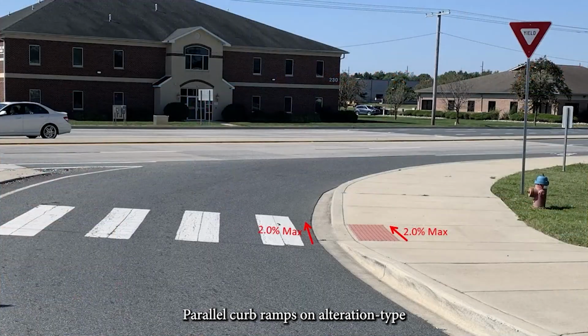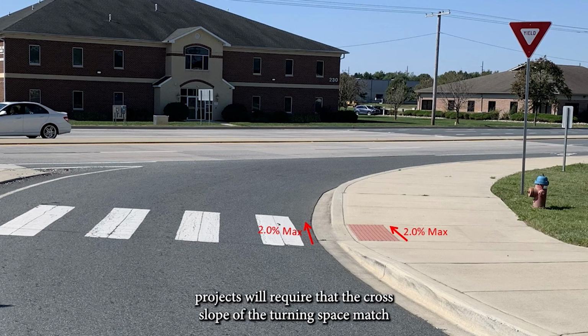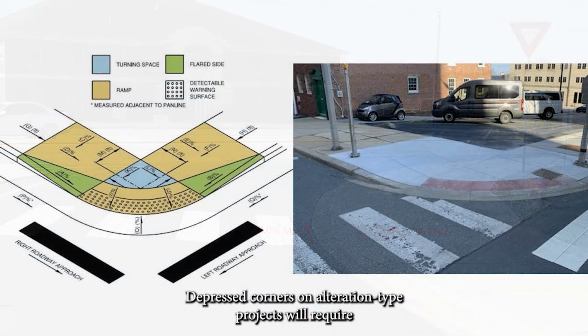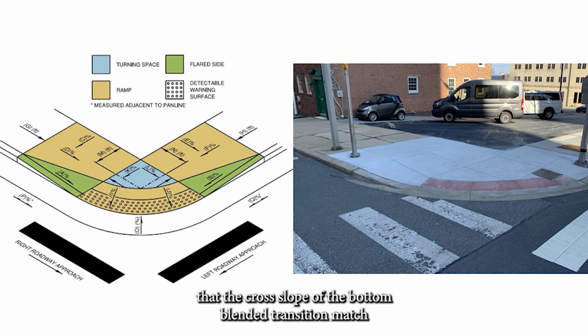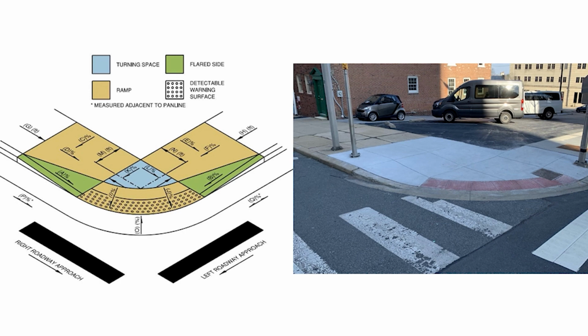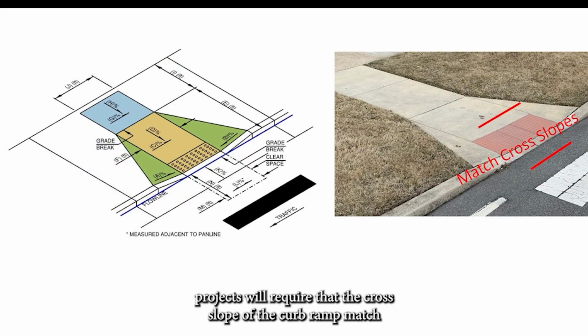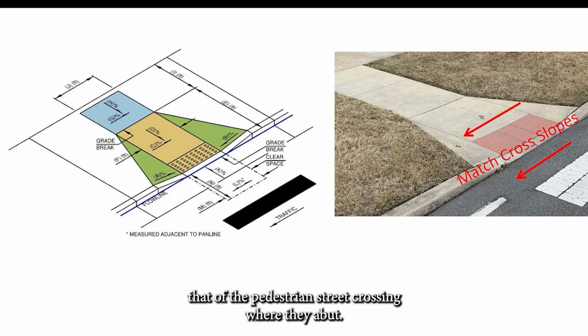Parallel curb ramps on alteration type projects will require that the cross slope of the turning space match that of the pedestrian street crossing where they abut. Depressed corners on alteration type projects will require that the cross slope of the bottom blended transition match that of the pedestrian street crossing where they abut. Perpendicular curb ramps on alteration type projects will require that the cross slope of the curb ramp match that of the pedestrian street crossing where they abut.